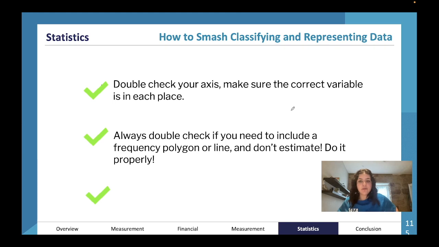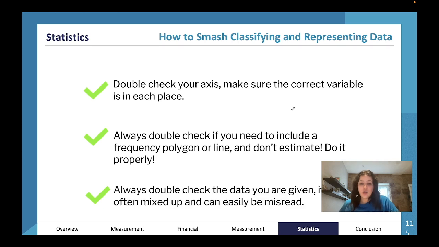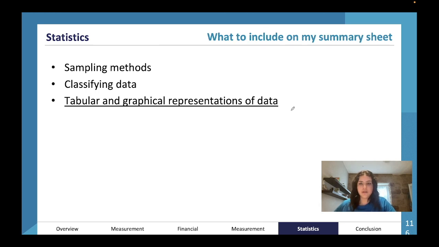Always double check if you need to include a frequency polygon or line, and don't estimate, so do it properly, please. It will save you so many marks. Always double check the data you're given. It is often mixed up like a stem and leaf plot, and it can be misread if you don't put it in order. Okay, what do you include on your summary sheet?